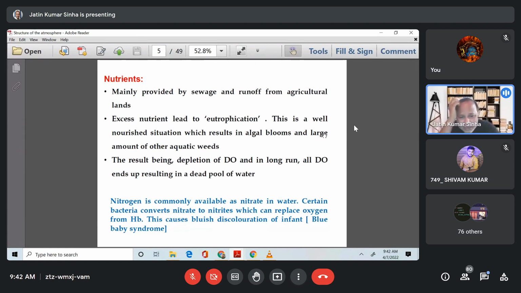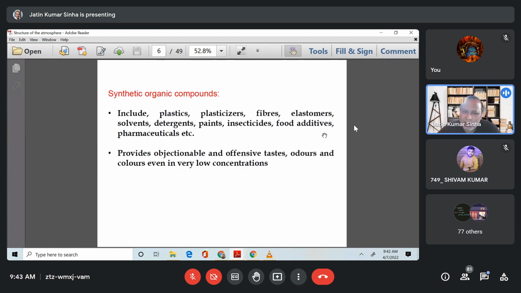Again, nutrients like nitrogen are commonly available as nitrate in water. Then the nitrate is converted to nitrite, which replaces the oxygen in hemoglobin. So in the case of infants, when the mother is exposed to water with nitrite, the baby has a bluish discoloration. It's commonly known as blue baby syndrome. It happens when your water is polluted with nitrates.